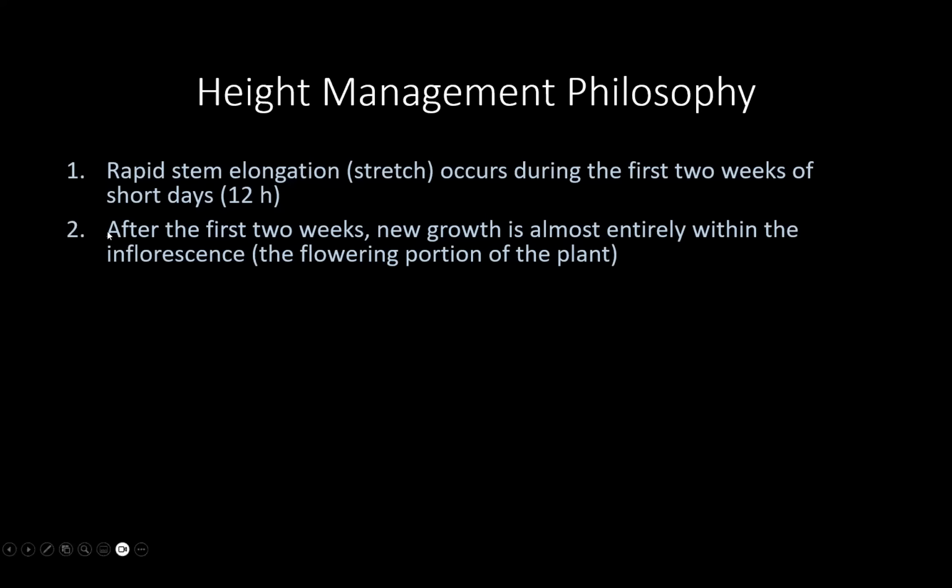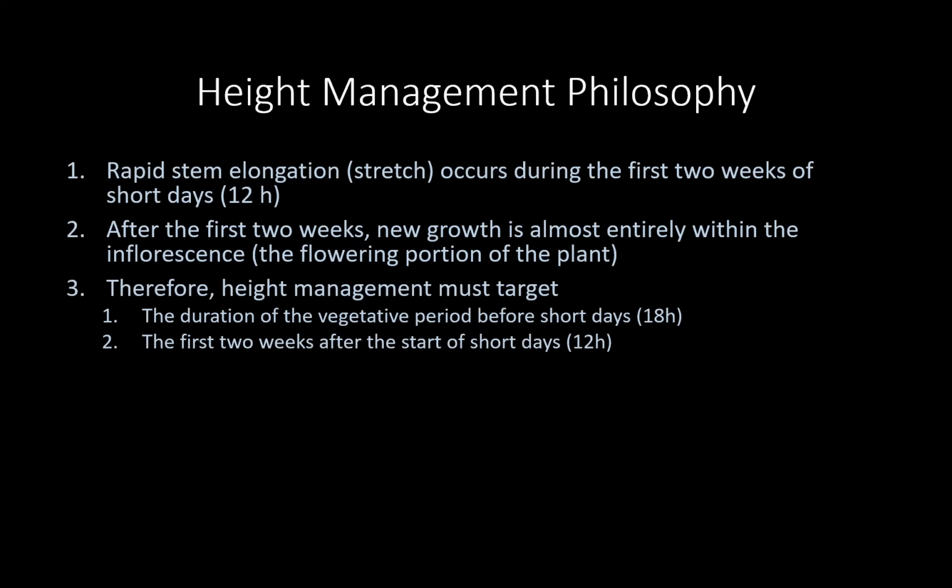So what we do is after the first 2 weeks, the new growth is almost entirely within the inflorescence, the flowering portion of the plant. So therefore, those 2 weeks are the critical weeks to control total plant height. And so if we're trying to manage plant height, there's really 2 things we're looking at. We're trying to minimize the vegetative period, the time that they're in 18 hours, so that it's as short as possible. And that can be as short as 3 weeks.